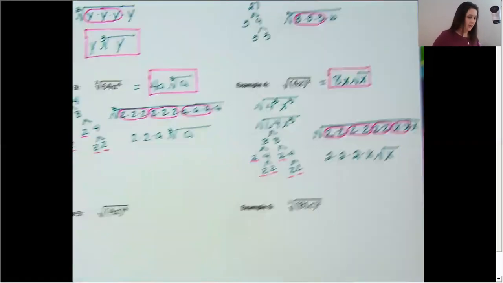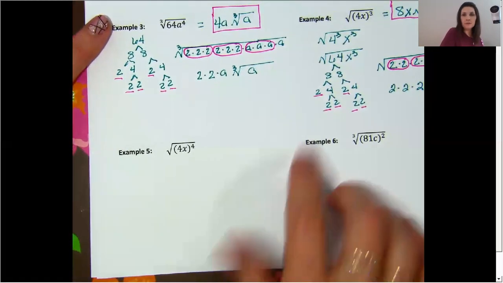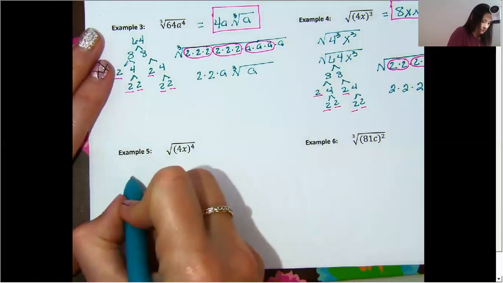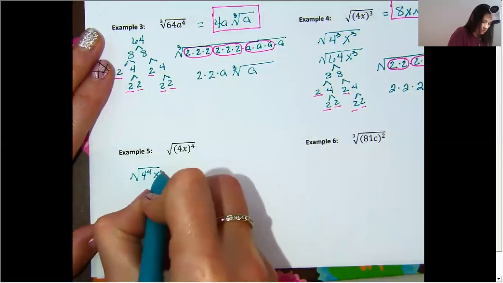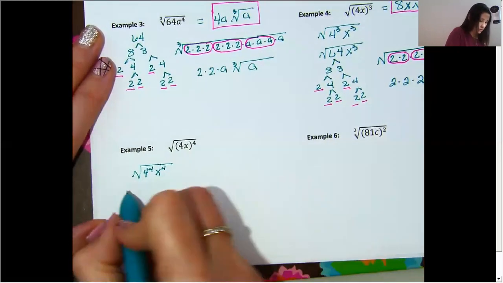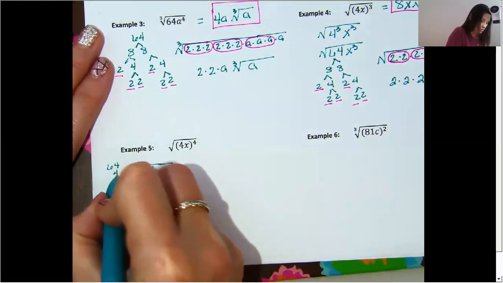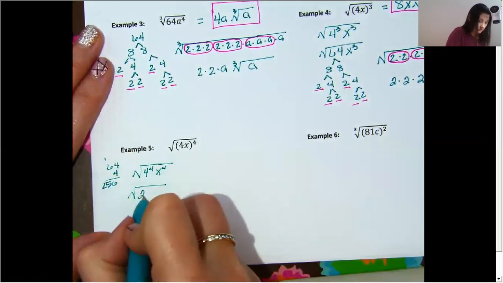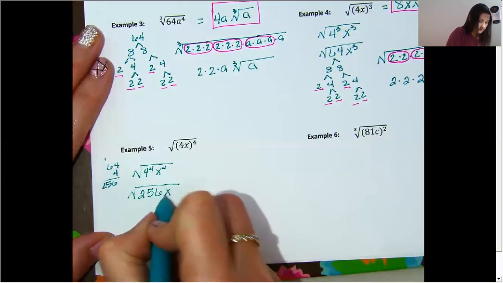All right, moving on to example number 5. Very similar to this one, except now we're raising it to the power of 4 instead of 3. So we have 64 times 4, 256. So we have 256 x to the fourth.